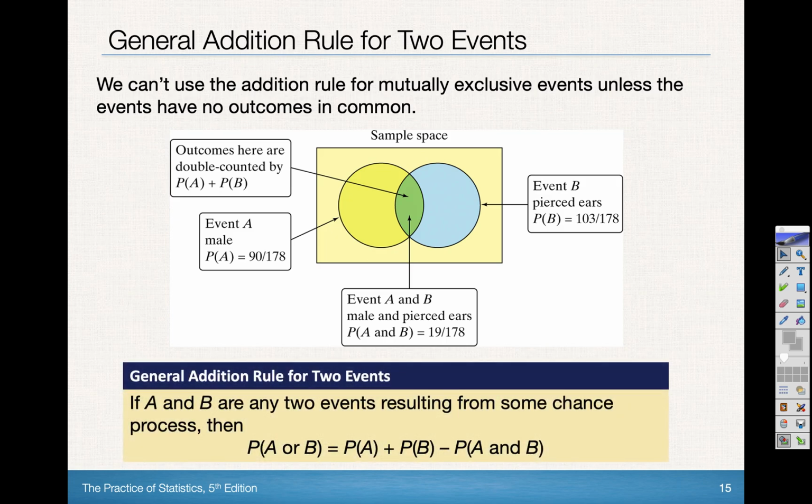So in order to find the probability of one or another event happening, like A or B, we just had male or pierced ears, we can't use our mutually exclusive addition formula where we just add the two probabilities together. Because there's overlap, we have to add the two probabilities together and then subtract the overlap, because otherwise this overlap will be counted twice. This formula is on your formula sheet. You just have to be able to use it. If things are not mutually exclusive, we have to use this general rule for adding two events.